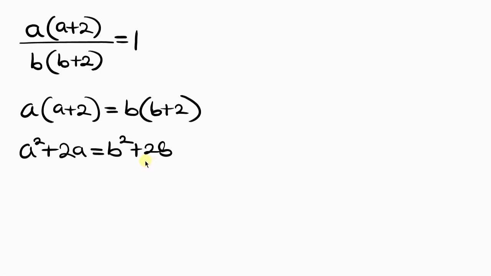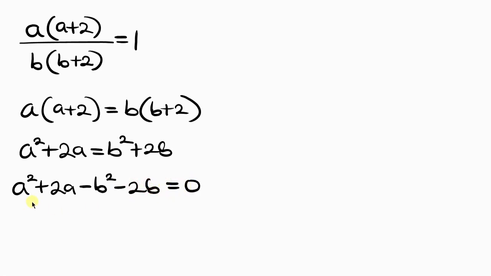Now our next step will be for us to move what is on the right hand side to the left hand side. So on the left, we already have a squared plus 2a. Now I'm going to move b squared to the left hand side so that it becomes minus b squared, and move 2b to the left so that it becomes minus 2b, equal to 0.